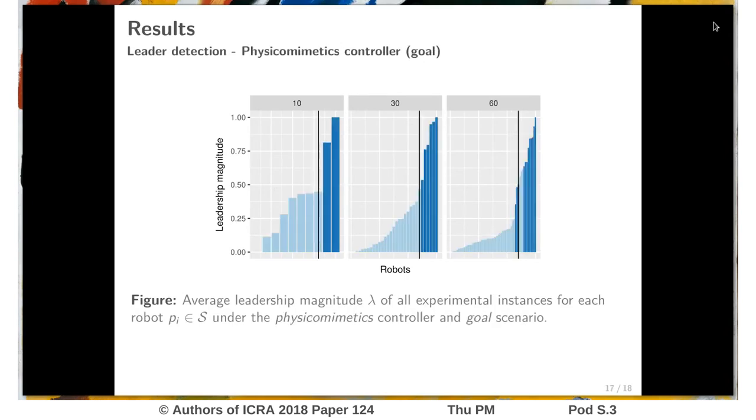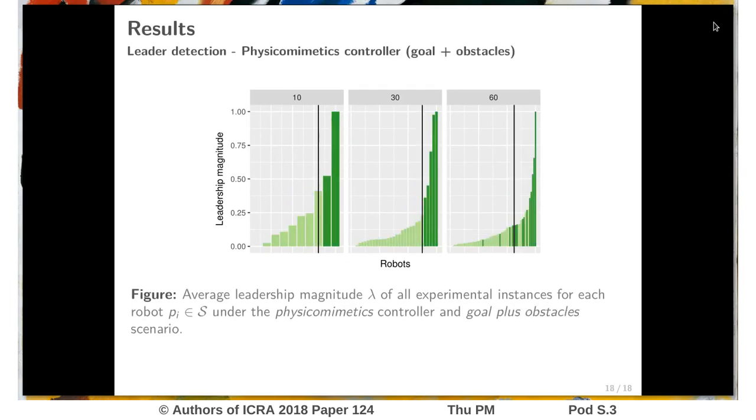Physical mimetics fails at 60 robots in the goal scenario, when accuracy falls to 75%. Obstacles have a much worse performance, dropping the accuracy to 67%.